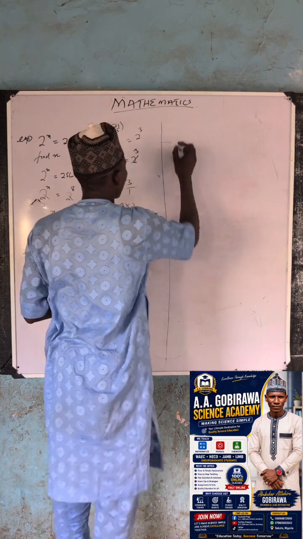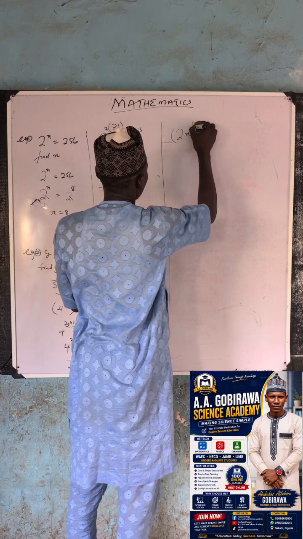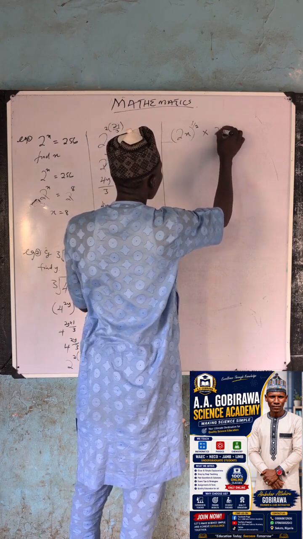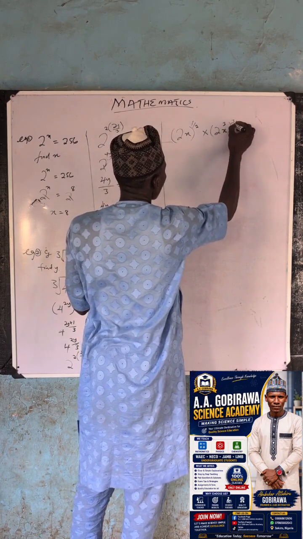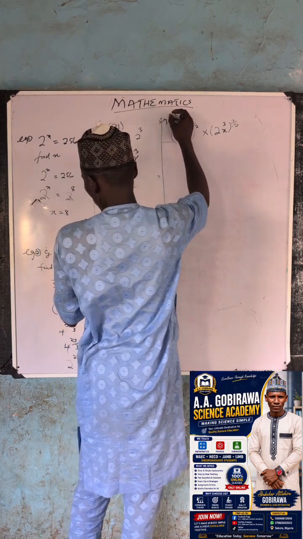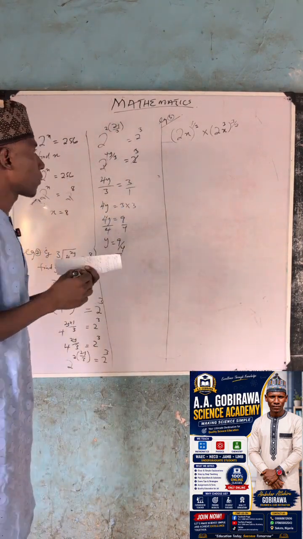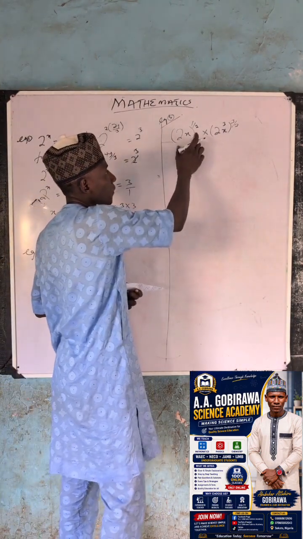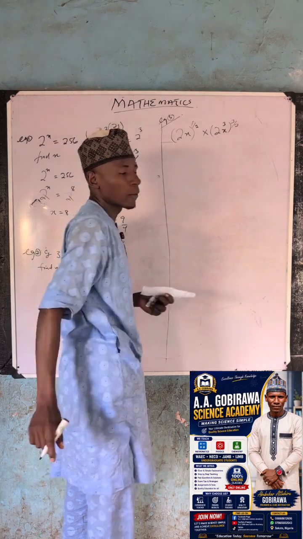Then sai mu ce muna da 2 power x bracket power 1 all over 2 multiply by 2 power x power 3 bracket 3 all over 2. This is example number 3. So then sai mu yi simplifying ɗi ne because wannan muna da what product power law, shi ma wannan product power law na ko ba haka ba.